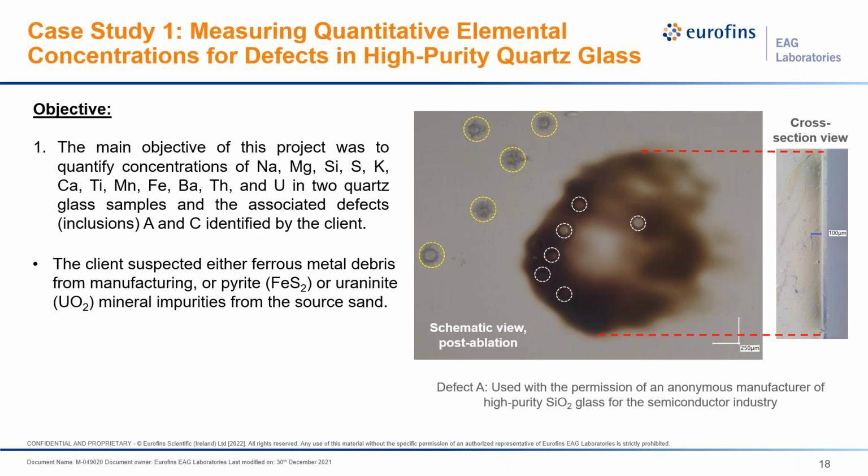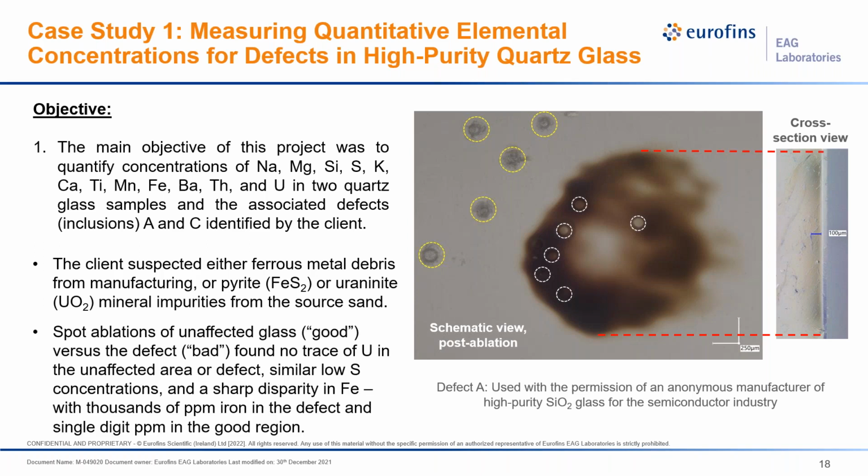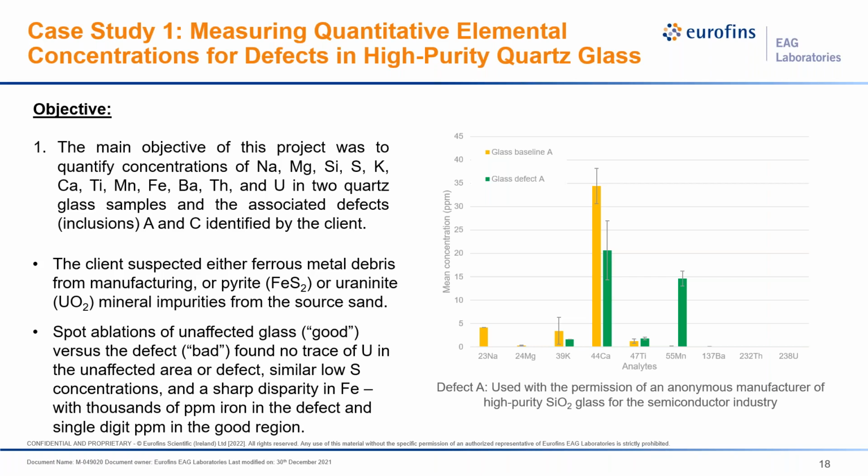So in this project, we measured the elements sodium, magnesium, silicon, sulfur, potassium, calcium, titanium, manganese, iron, barium, thorium, and uranium in these samples, targeting areas that are both away from the defect and on the defect. So spot ablations of the unaffected glass, which are circled in yellow, versus the defect area circled in white over that big brown smudge in the middle. They found no trace of uranium in the unaffected area or in the defect.